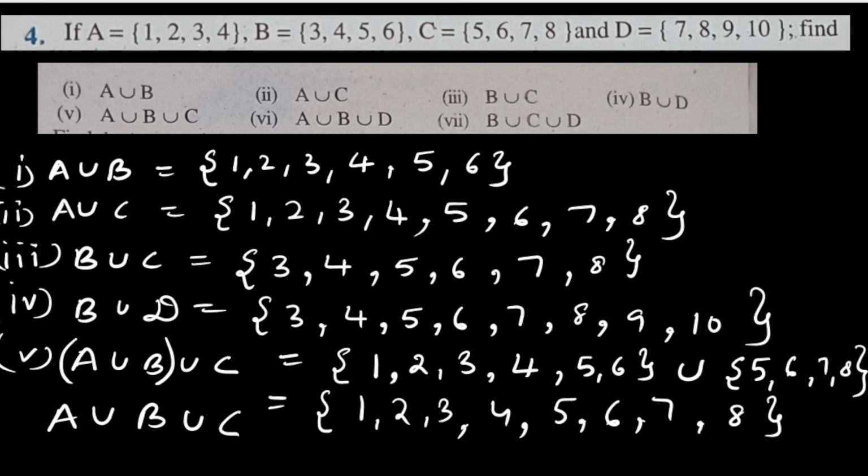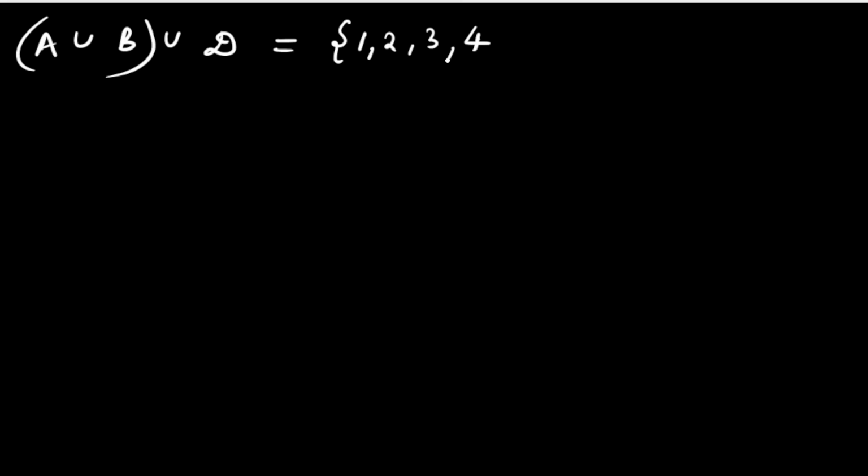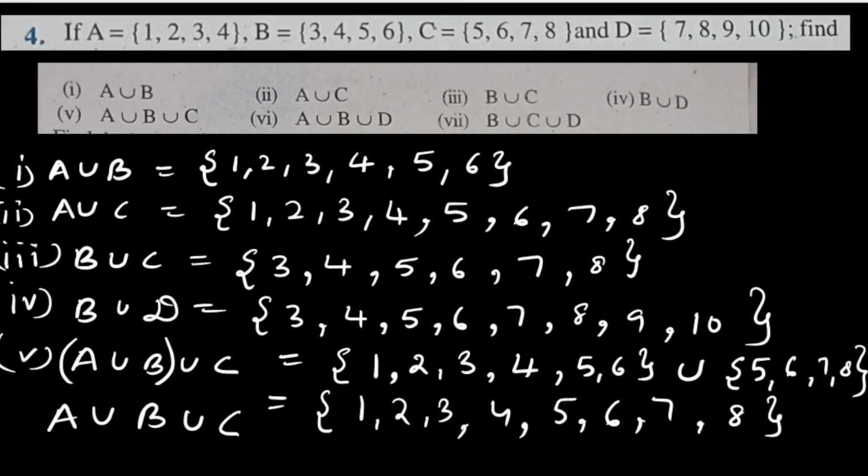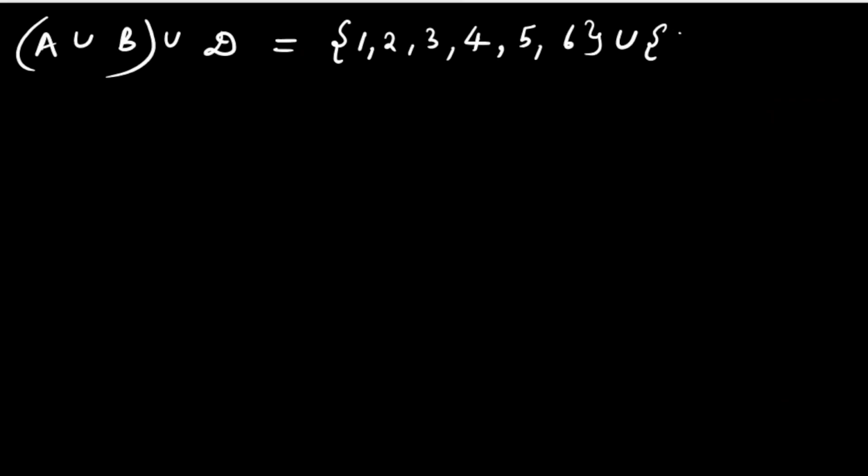Now let's do the next one. A union B union D. Same way we'll do. First of all, let's find A union B. See, A union B in the previous part also we have found. So this is 1, 2, 3, 4, 5, 6. In the first part itself we have done. So its union with set D we have to do. So what is set D? 7, 8, 9, 10.